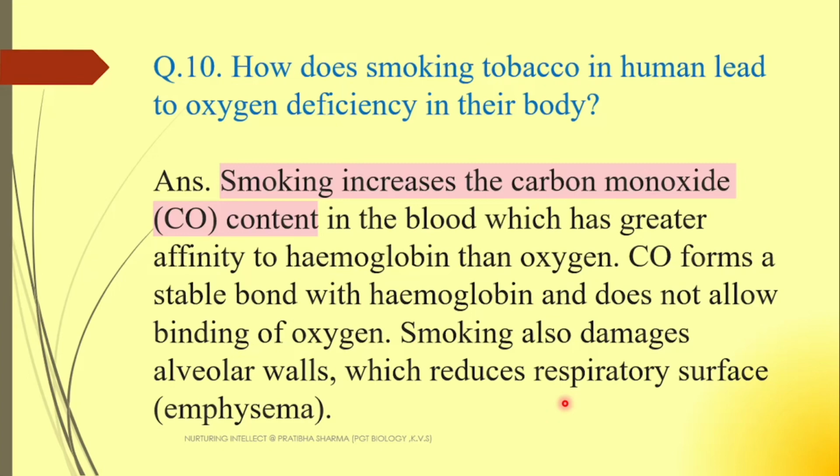These are the tobacco plants cultivated in the field. Now questions. How does smoking tobacco in humans lead to oxygen deficiency in their body? So just now we discussed, when a person smokes, carbon monoxide is produced and that amount increases in the blood, that binds with the hemoglobin, reduces the binding of oxygen with the hemoglobin and thus leads to decreased level of oxygen in the body. Smoking also damages alveolar walls, which reduces respiratory surface and causes emphysema.